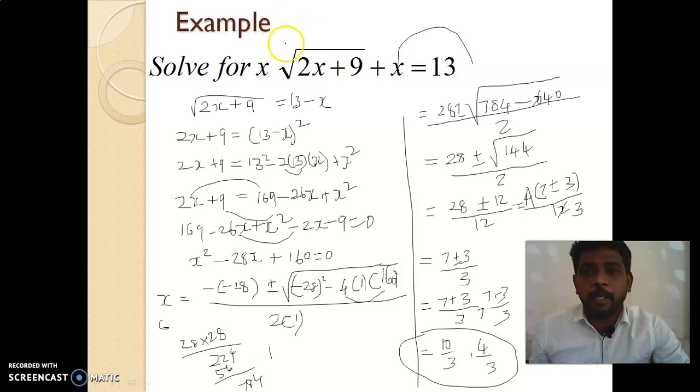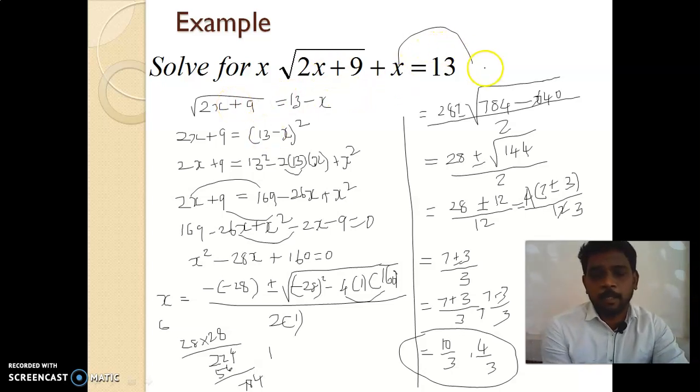So if any roots are given, and only one term contains the square root, keep it on one of the sides separately and transpose the other terms to the other side, cancel the square root and simplify, get a quadratic equation, and then solve it.